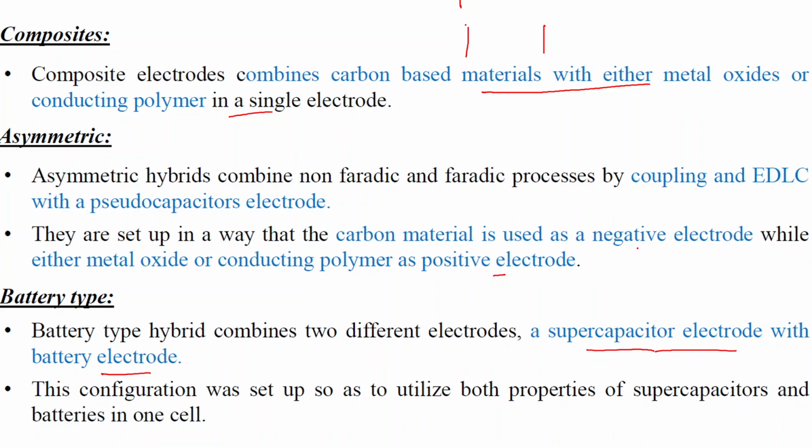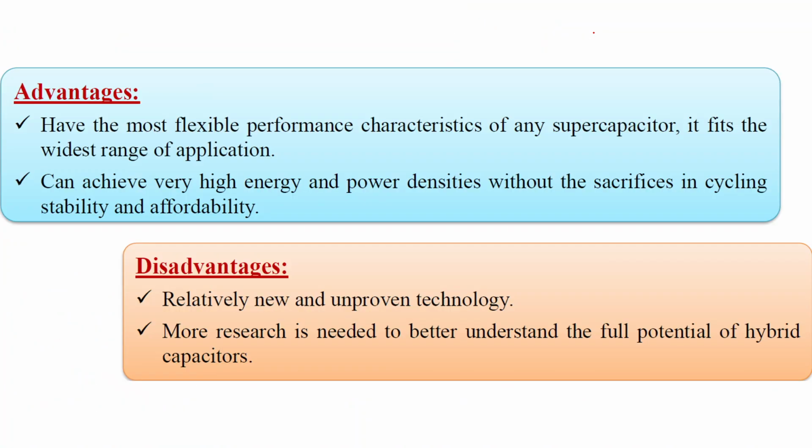Okay. So basically a supercapacitor electrode, for example here we take a carbon-based material, and then on the other side we take a battery type, that is either LiCoO2. Okay. Then coming on to advantages and disadvantages, it has the most flexible performance characteristics of any supercapacitor. It fits the widest range of applications, and can achieve very high energy and power densities without sacrifices in cyclic stability and affordability.